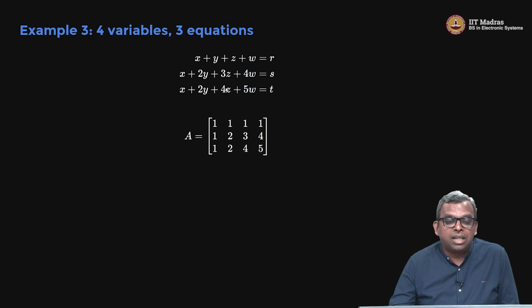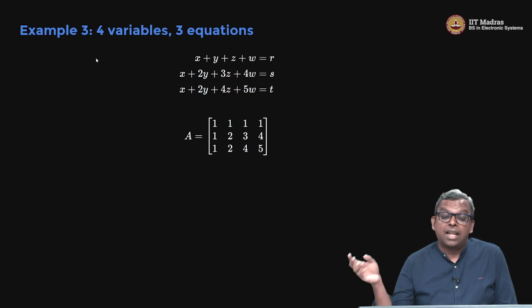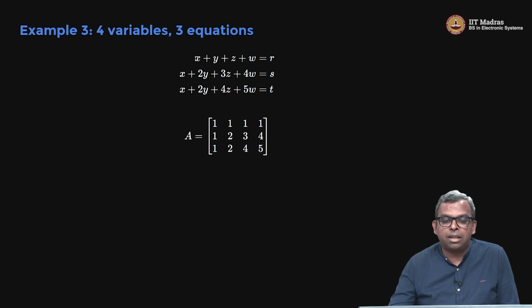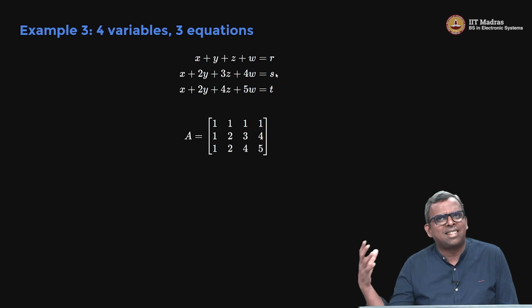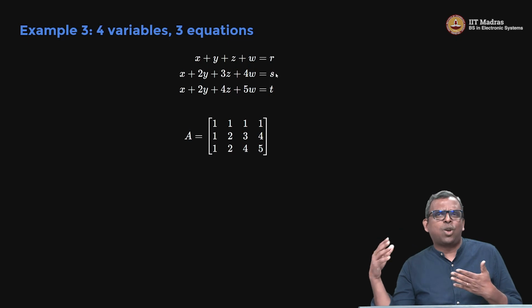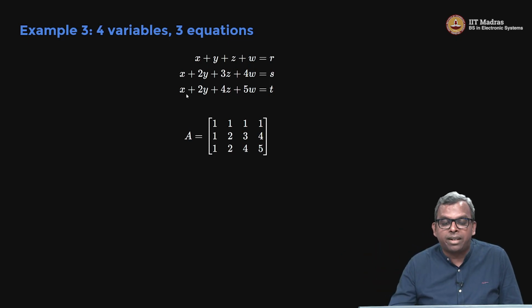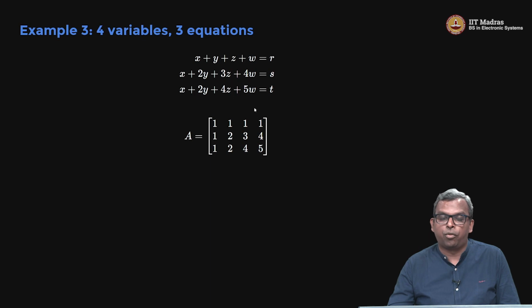The example we're going to see, which is the third example in our series, has 4 variables and 3 equations. So here is the equation. You see 4 variables I'm calling x, y, z and w, and you have some coefficients, and some r, s, t on the right hand side. The right hand side plays a role, but later on. What we are more interested in is the matrix corresponding to this linear transformation, which is represented by this matrix: 1, 1, 1, 1, 2, 2, 1, 3, 4, 1, 4, 5.